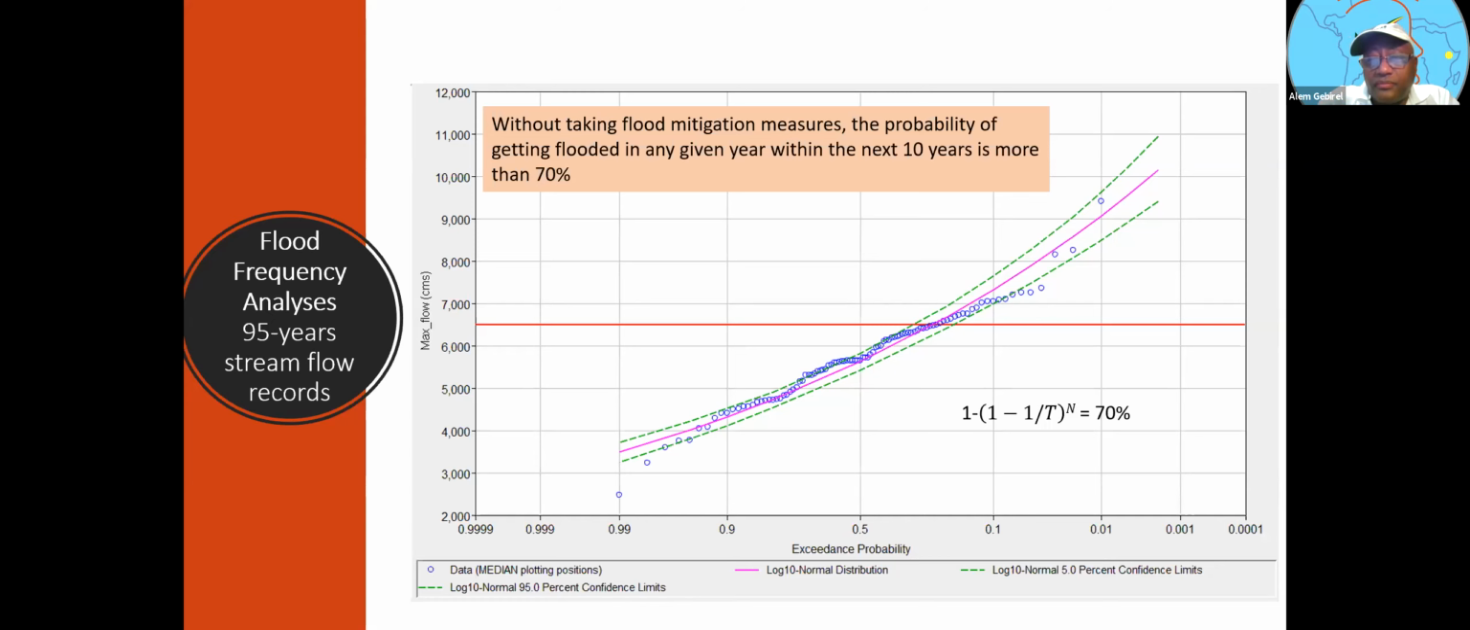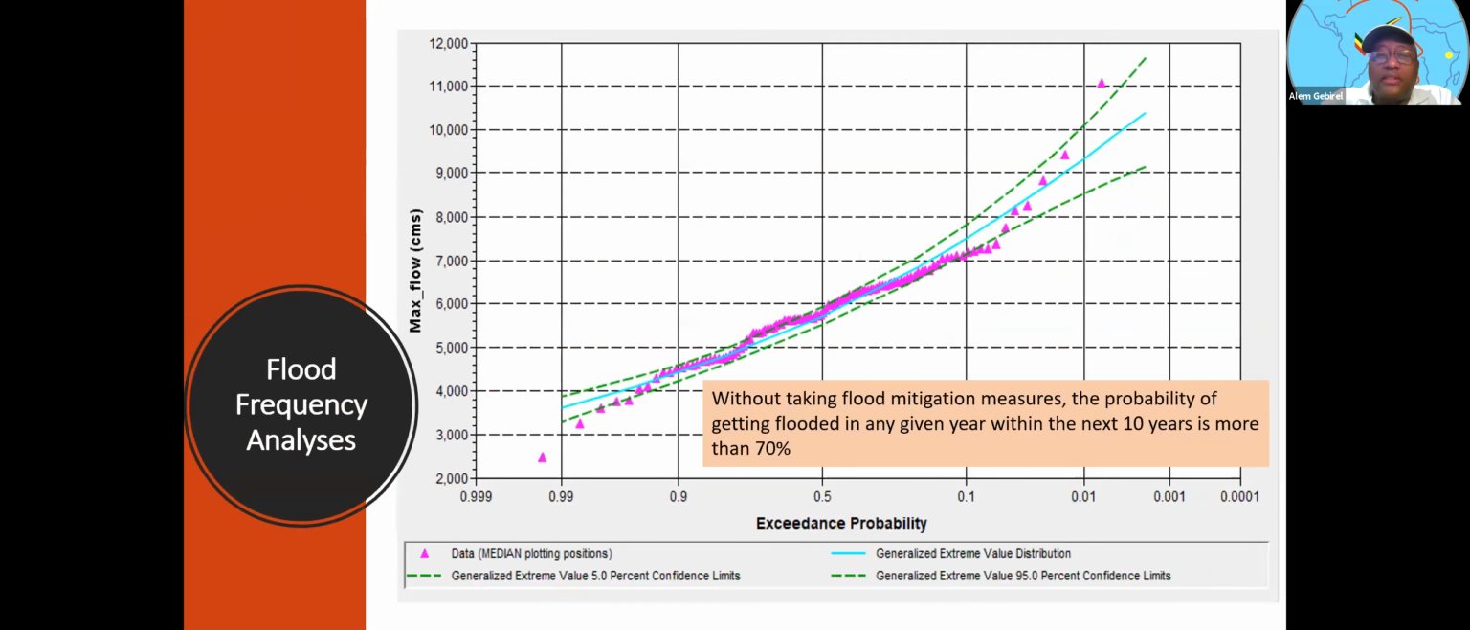Next slide. You see the upper left corner, close to 11,000 CMS, cubic meters per second. On the y-axis, you see a triangle dot there. That's the 2020 flood. It's within the bounds of error, the green dotted line you see as the 95% confidence interval.